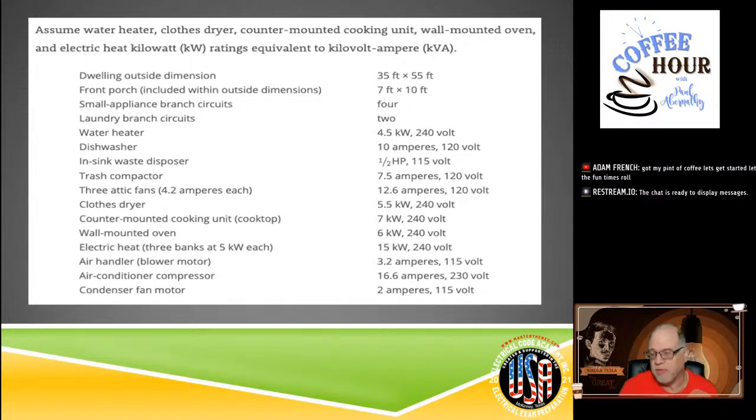So you would add both. If it's 3 VA per square foot, it's per level. Just want to throw that out there. This one just says one level. It's 35 by 55 feet. We're going to need that later, so remember that.